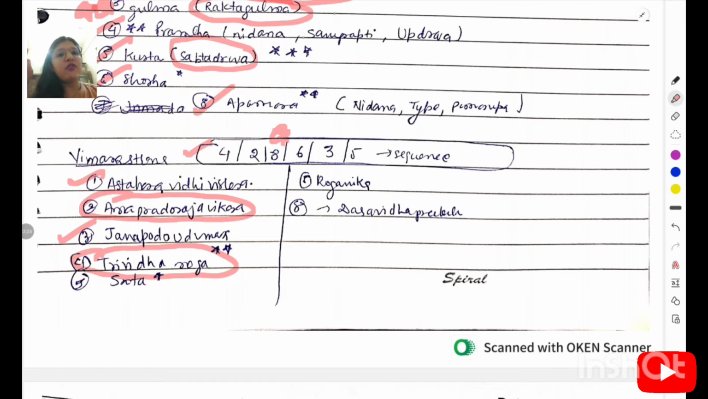You have to focus mainly. First you have to focus on the common topics. For example, Ashta Ahara Vidhi, Ama Pradoshaja, Janapadoddhvamsa, you just have to revise now. Then Trividha Roga you have to study, because this is a somewhat new chapter. Srotas you have to just revise. Roga Anika you have to study somewhat. And Dashavidha Pariksha, you have studied the major portion. Some other things are also mentioned in the chapter that you have to see, because those can come for 5 marks.